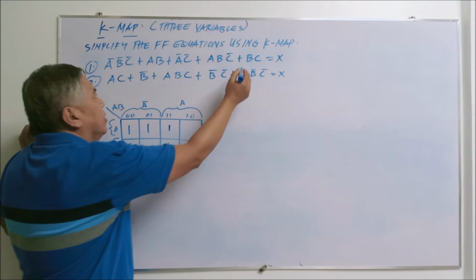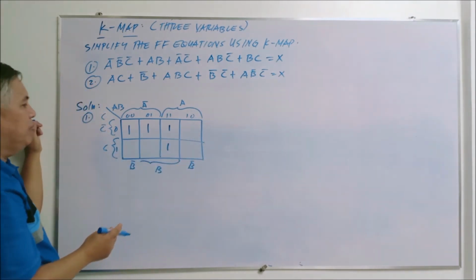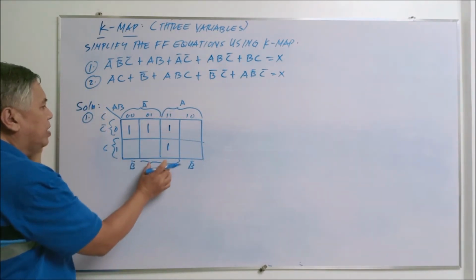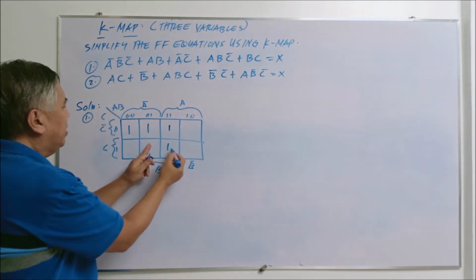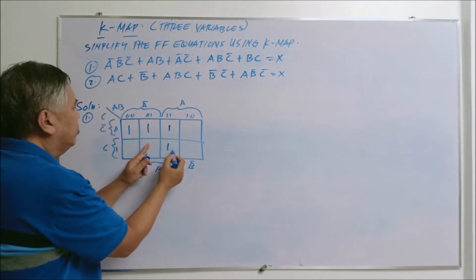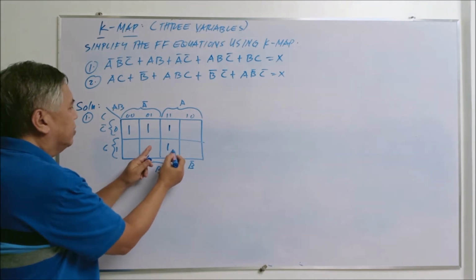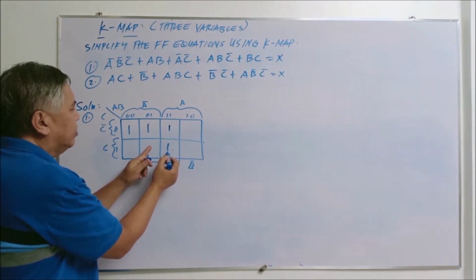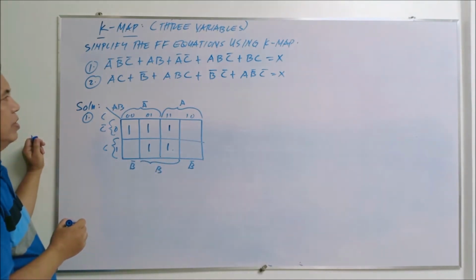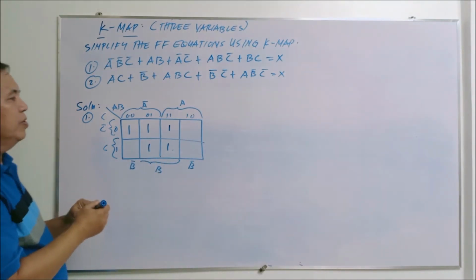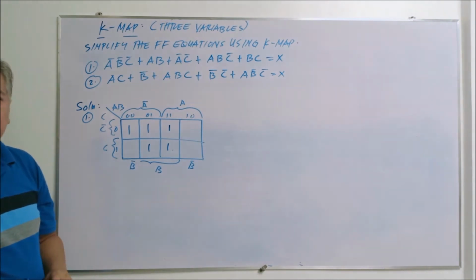Then you have BC. Where's your BC? This is under B, and this is under your C. So, what is the intersection? BC. So, these 2 adjacent cells. Okay? Now, since there is already 1 here, you just have to place a 1 there. So, that will be the location of your output.